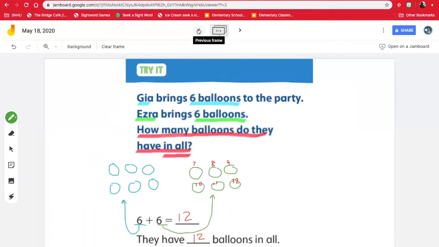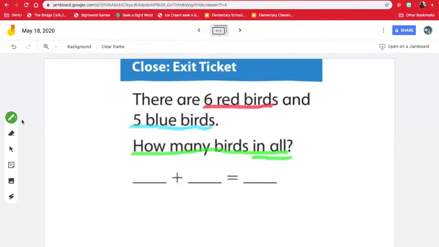Well, if we look at the last problem, we had 6 balloons and 6 balloons, and we added them. So that must mean we're going to add these 2 as well. So we have 6 plus 5. Let's draw a picture. I'm going to draw tally marks to show the birds. So we have 6 red, 1, 2, 3, 4, 5, 6, and 5 blue, 1, 2, 3, 4, 5. So we have 6, 7, 8, 9, 10, 11. And if we noticed, 5 plus 5 is 10, and here we have 6 plus 5. So we're just adding one more, and the answer is 11.